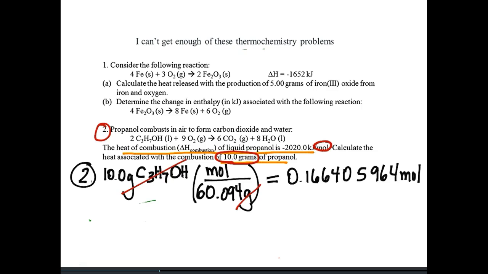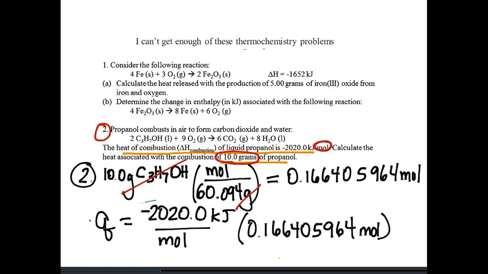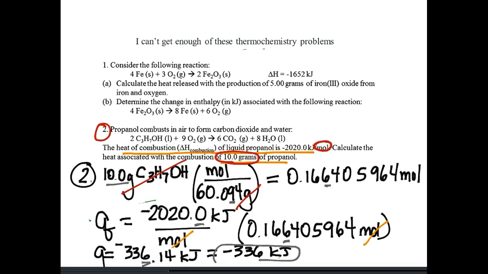So we know it's going to be somewhat bigger than negative 202, right? It'll be a little bit larger in magnitude than that. So we take our 2020 kilojoules per 1 mole, we multiply by 0.1664 moles, and that's going to give us the value of Q associated with this reaction, which is negative 336.14. I'm going to round that to 3 significant digits. That's going to be negative 336 kilojoules, and that's going to be our answer.